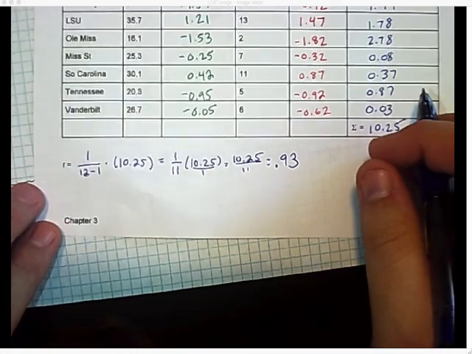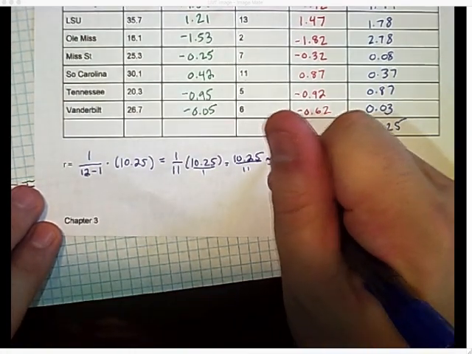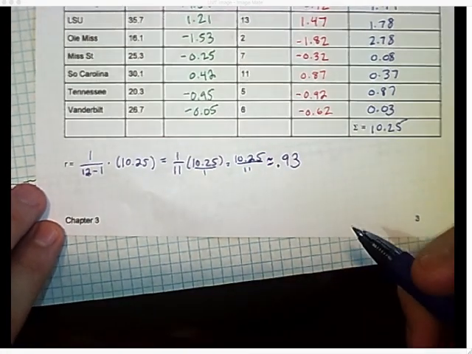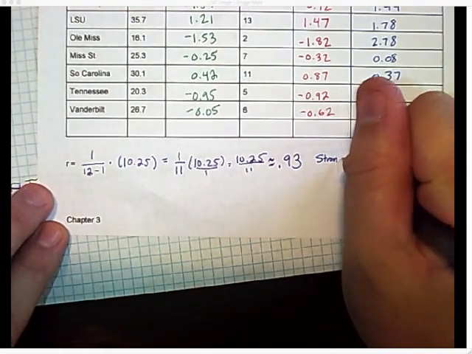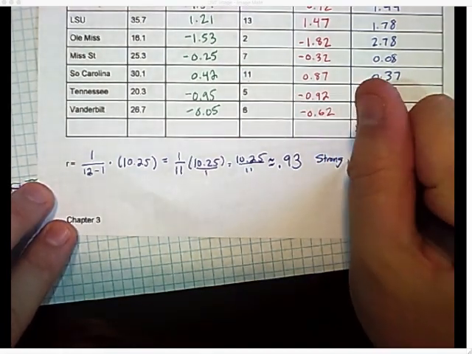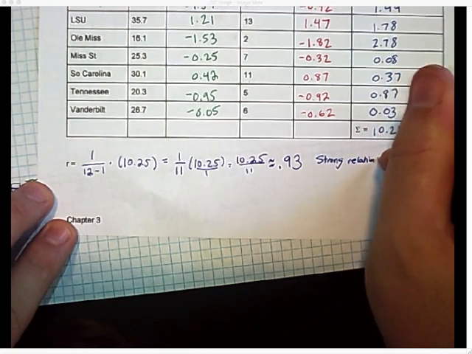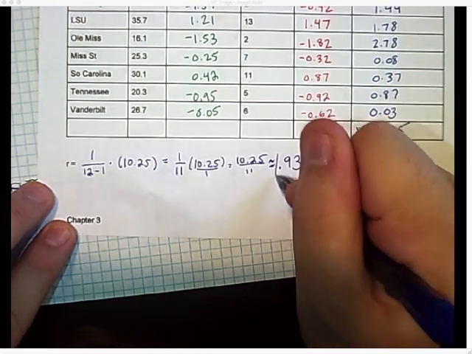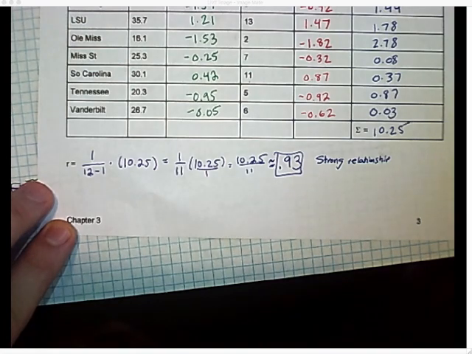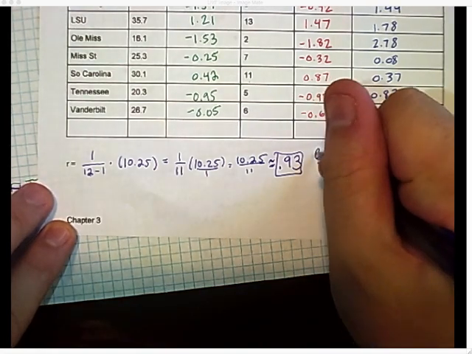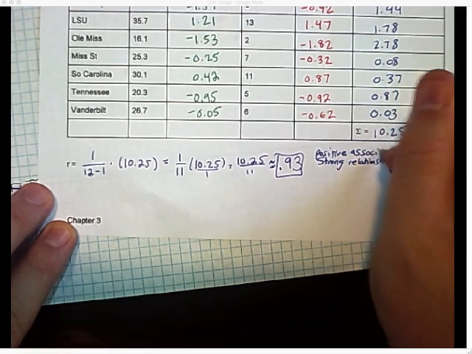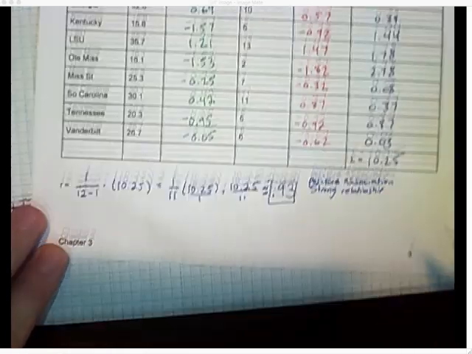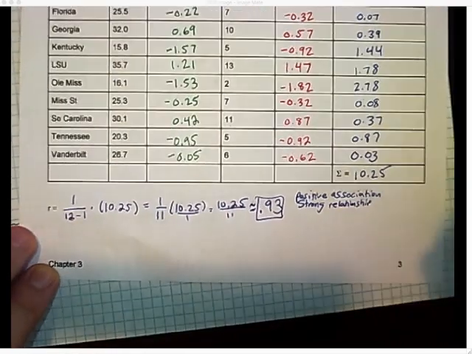About 0.93, roughly. Okay, which according to our guidelines, this is strong. There's a strong relationship. Now ask yourself, is this number positive or is it negative? Well, that's a positive number. So there's a positive association.